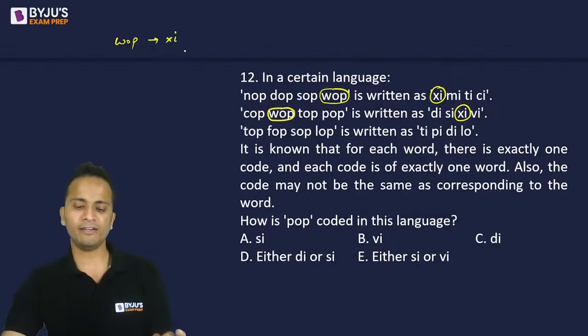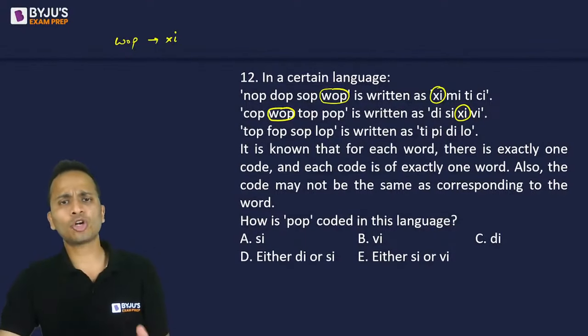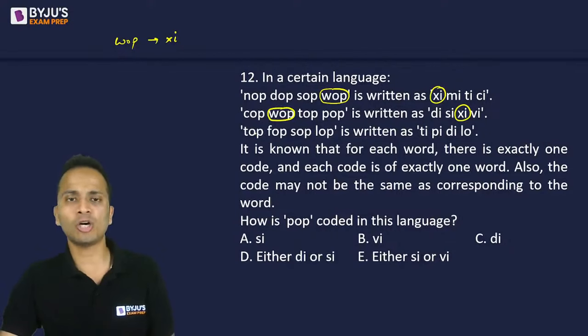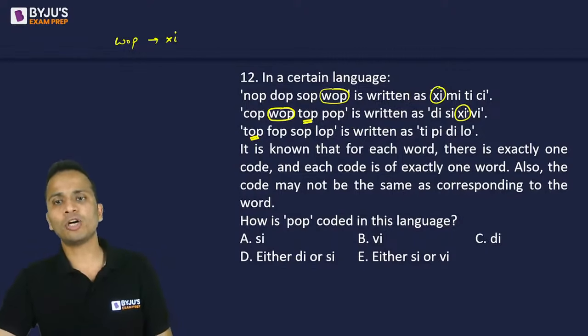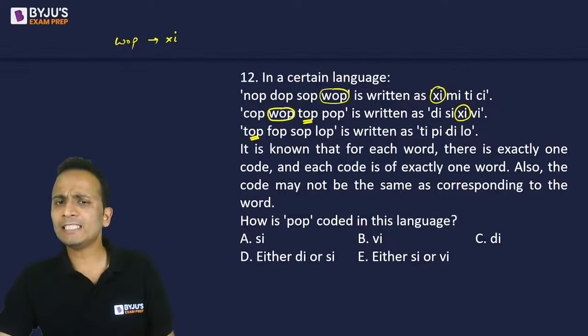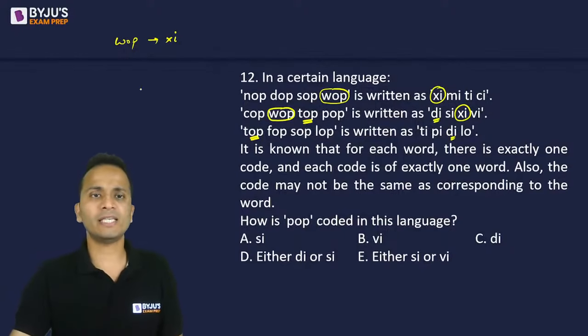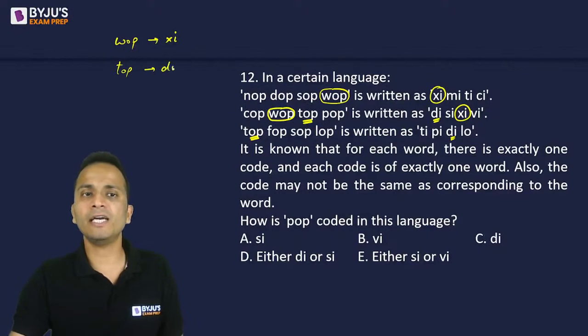Fine, this I can say. Next, let's look at something else common. First and second have nothing in common, so let's find something common between second and third. What is common in the second and third? COP is not common, TOP is common, so I am underlining this. TOP is common, and the common code in the second and third is DI. So you can say that TOP is coded as DI.